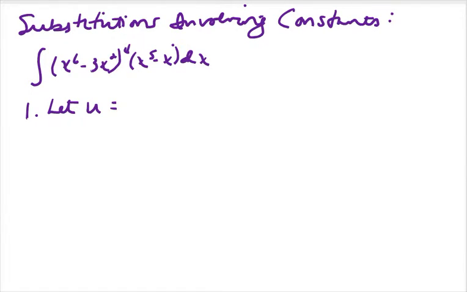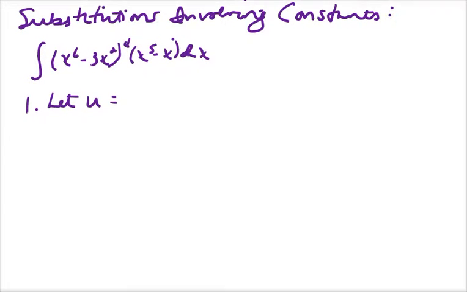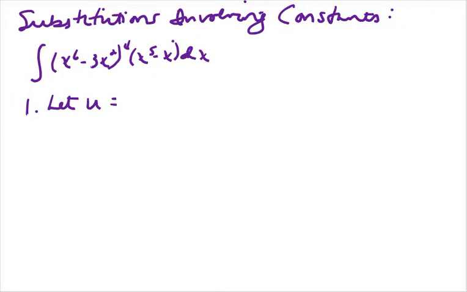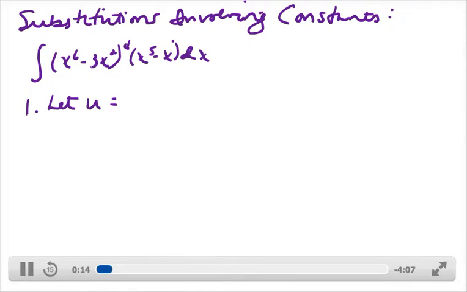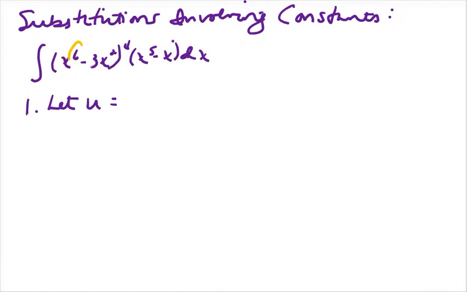Okay, so this is the substitution rule involving constants. It's a slightly different twist on the same problem that we've already gone through with basic substitution. Here, notice with this problem, you've got exponents that are 1 degree apart.